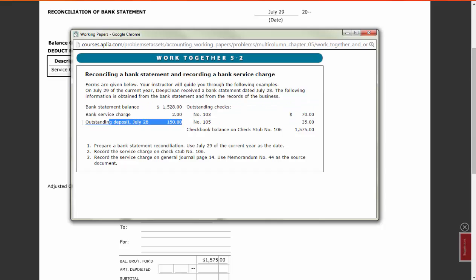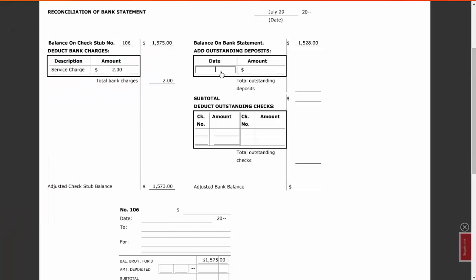Okay, we have right here our directions say outstanding deposit dated July 28th, $150. So we're going to do 7/28 using numbers, and we'll put in the amount, $150. You may have multiple deposits that you would have to list here. This example only has one. So we're going to take the individual amount of that and put it over here for $150. And what are we going to do? Are we going to add or subtract our outstanding deposits? So we're going to take $1,528 plus $150. That's going to give us $1,678.